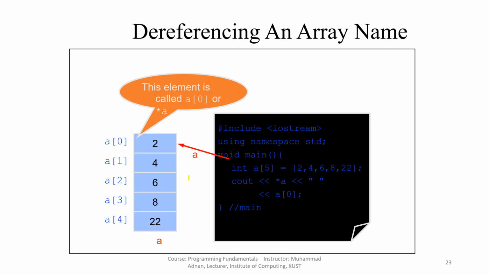So here we have another example. The element is called A[0]. A[0] contains 2, A[1] contains 4. If you declare this array and assign it the values 2, 4, 6, 8, 22, and then print *A, it means go to the address which A is holding and print that value. So it will print the value 2. And if you write A[0], once again it will also print the value 2.